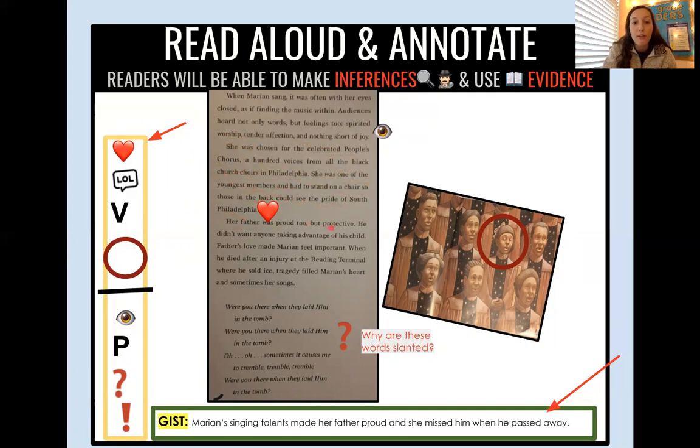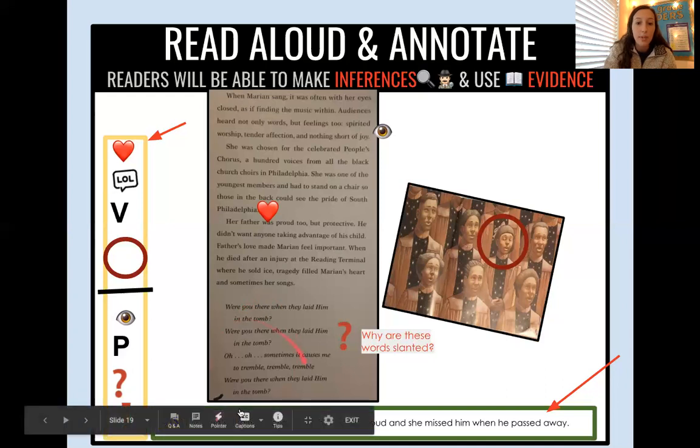Her father was proud too, but protective. He didn't want anyone taking advantage of his child. Father's love made Marian feel important. When he died after an injury at the reading terminal where he sold ice, tragedy filled Marian's heart and sometimes her songs.